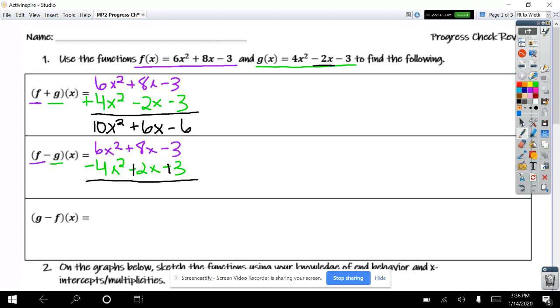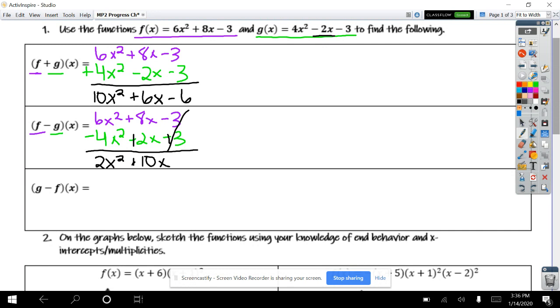So if I combine these terms now, I have 6x squared minus 4x squared, which is 2x squared. 8x plus 2x is 10x. And then negative 3 and positive 3 cancel out. So that's all I have, 2x squared plus 10x.